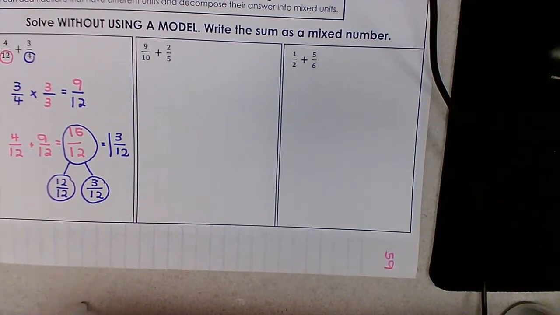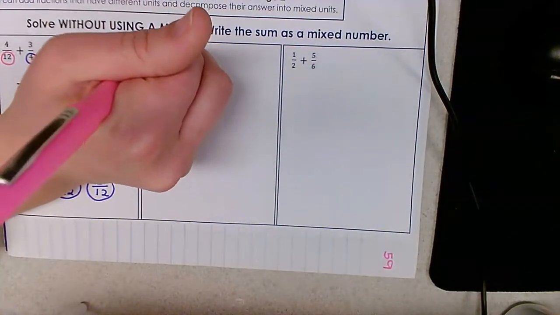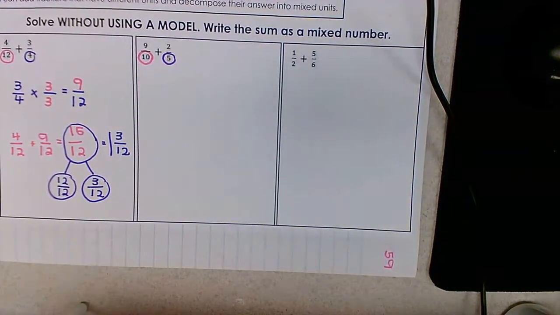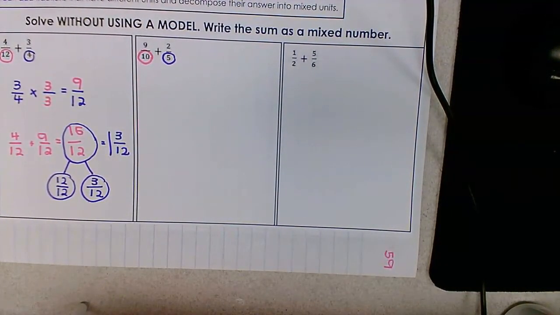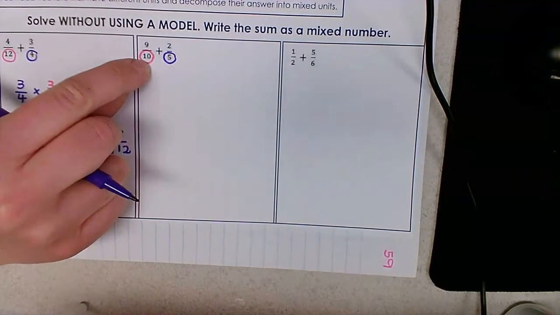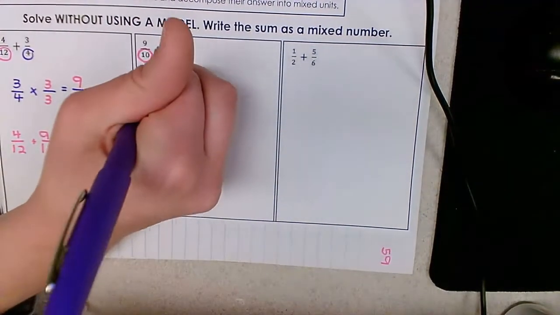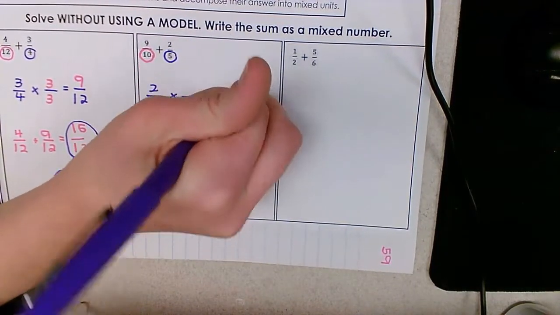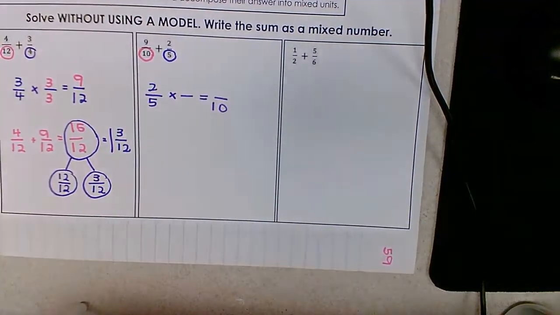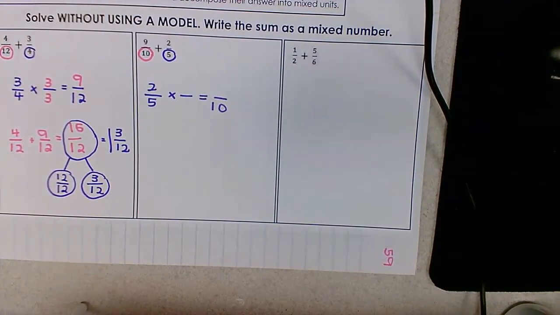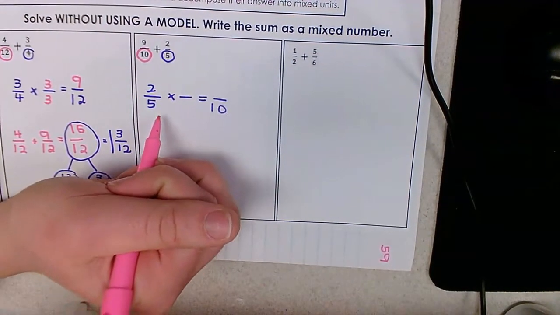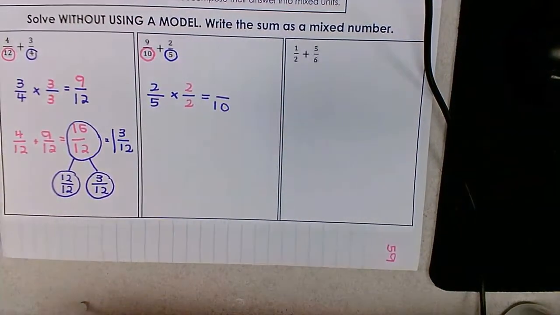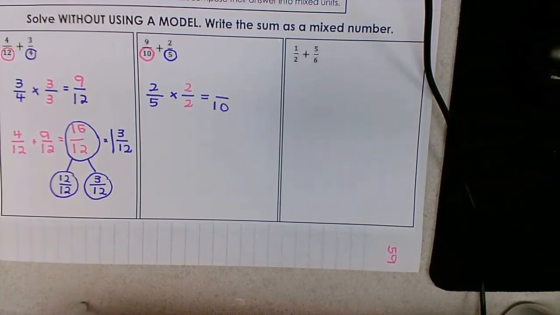Let's try it again. We have our smaller unit 10ths, our larger unit 5ths. We want to change our larger unit and decompose it into our smaller unit. How can we change 2/5 into 10ths? The missing factor to get from 5 to 10 is 2. So I'll multiply both my numerator and denominator by 2.